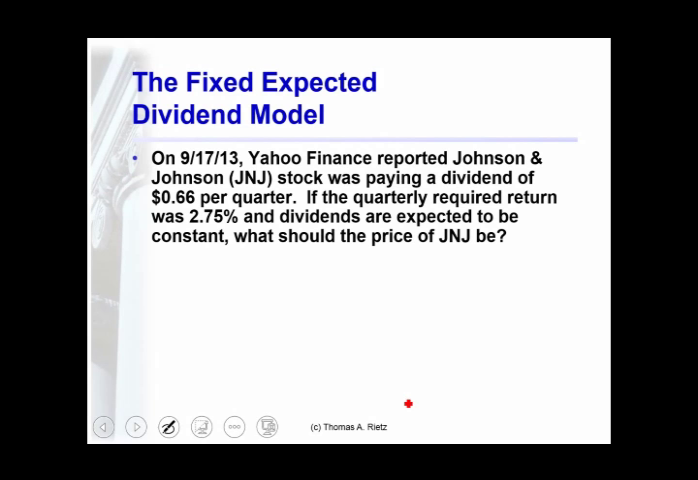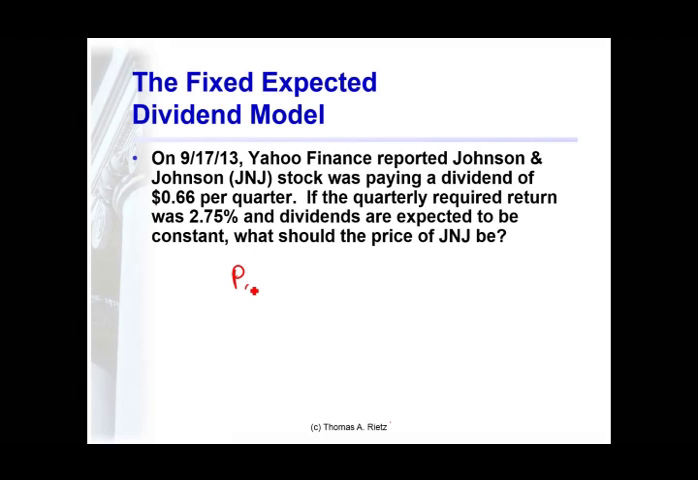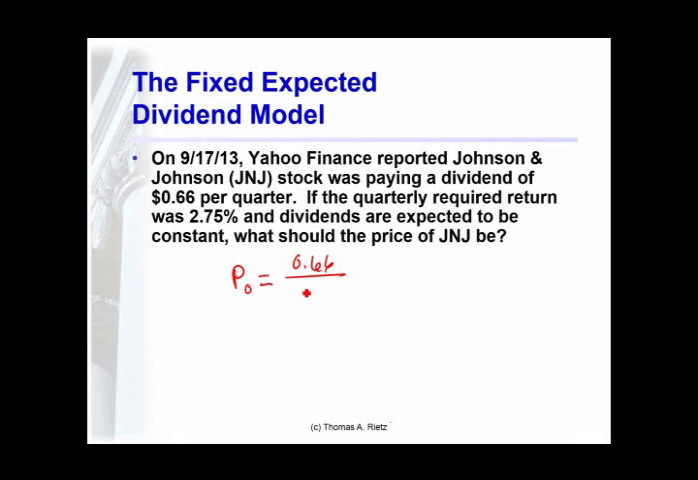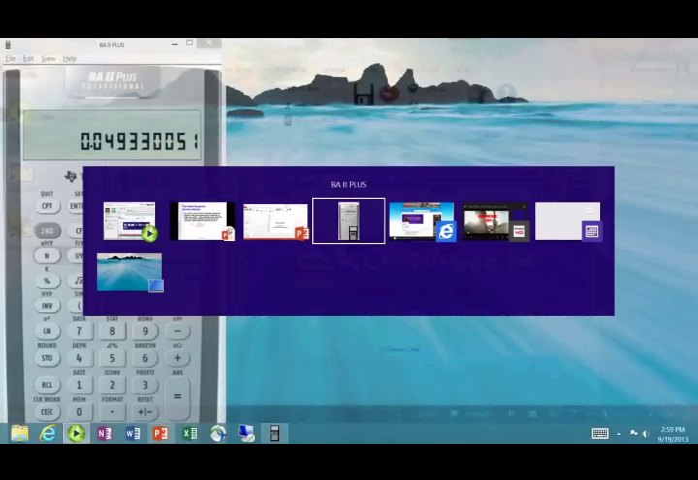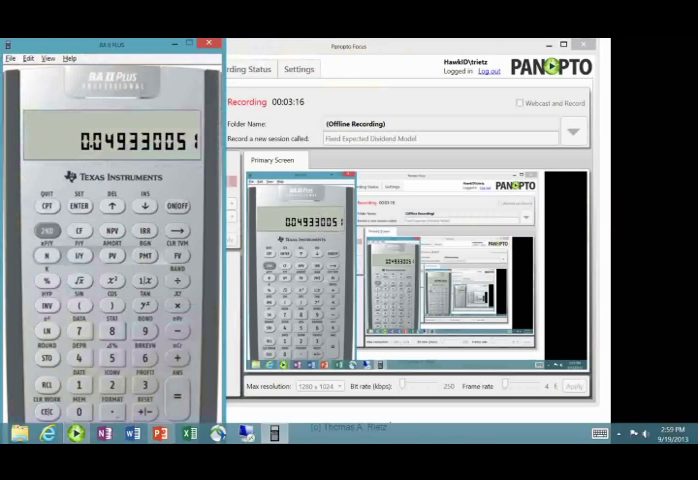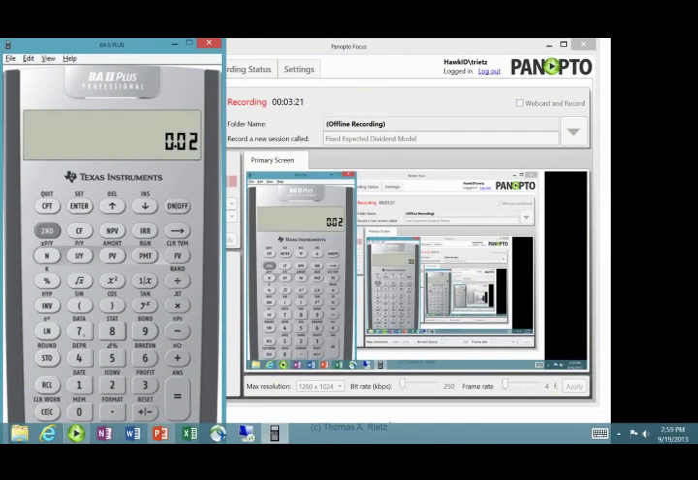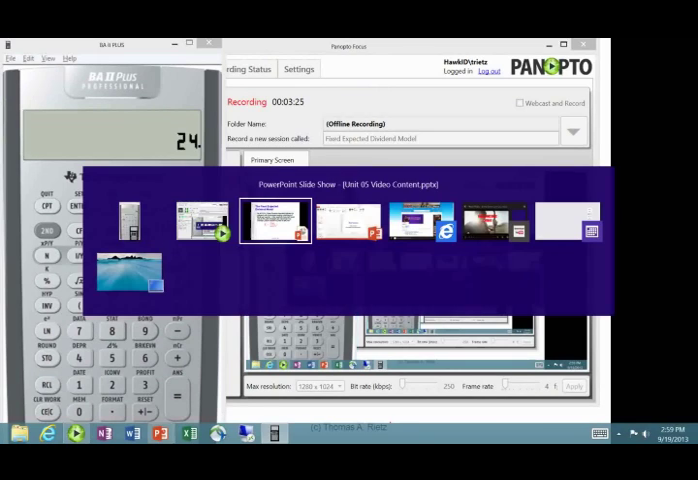Well, if we expect fixed dividends, the price today is just the next period's dividend divided by the return per quarter. So 66 cents divided by 2.75% gives us $24.